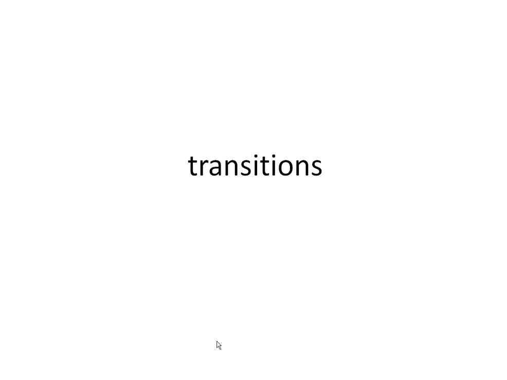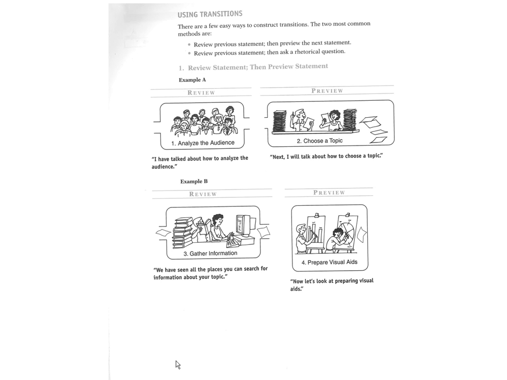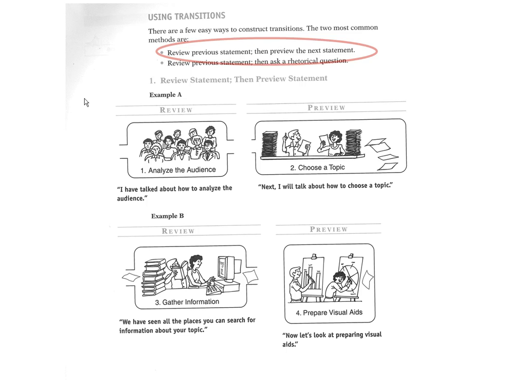Okay, this tutorial is about transitions in speeches, and for this we'll be using pages 54, 55, and 81 from Speech Communication Made Easy. Okay, so let's first look at page 54, and we can see that there are two types of transitions that we're going to focus on. The first one is the review previous statement, then preview the next statement. And we have examples on page 54.